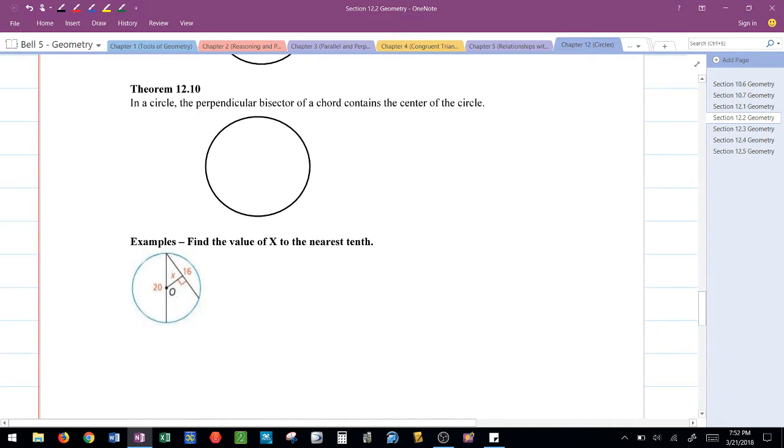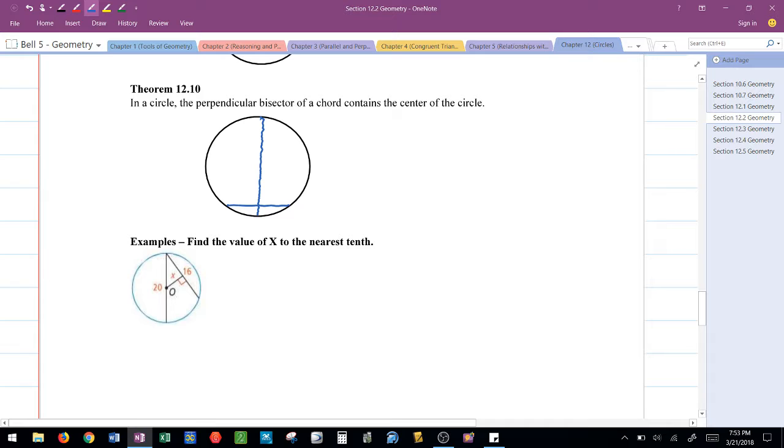All right, one more theorem here. In a circle, the perpendicular bisector of a chord must contain the center of the circle. Here's what this is saying. If you have a chord, let's say here's a chord, and you have a perpendicular bisector of this chord.